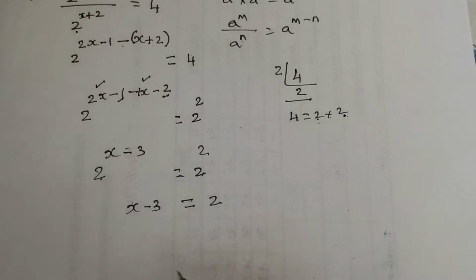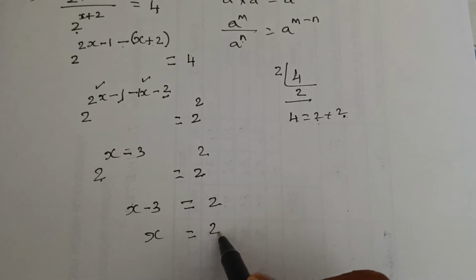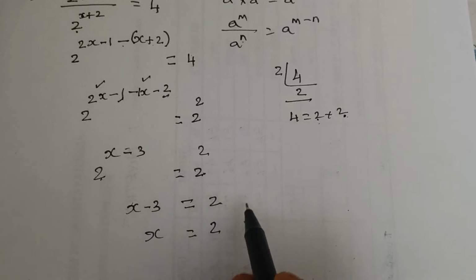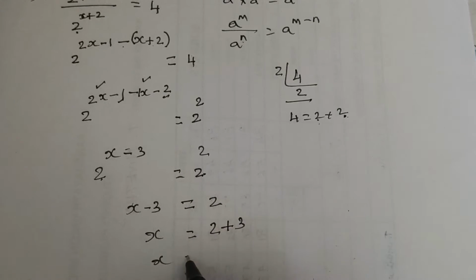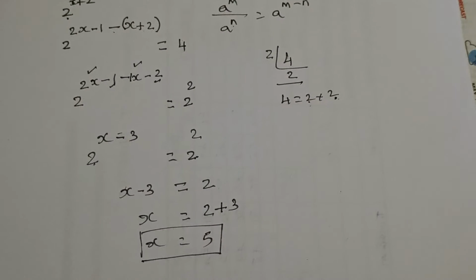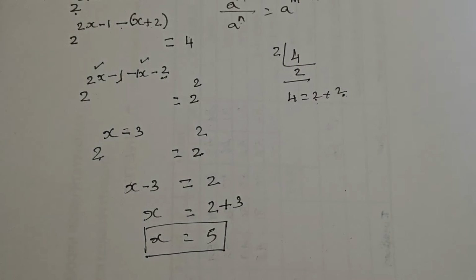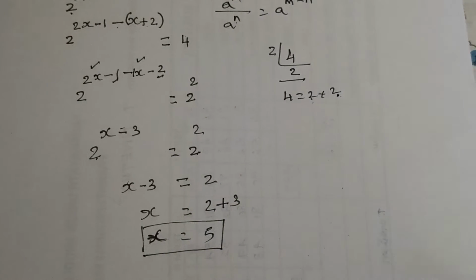So it is solving an equation. How to find the value of x? x is equal to the right hand side number as it is, and the minus, when it goes to the right hand side, becomes plus. So x is equal to 2 plus 3, which is 5. Solve for x means we have to find the value of x, and we have got x is equal to 5.